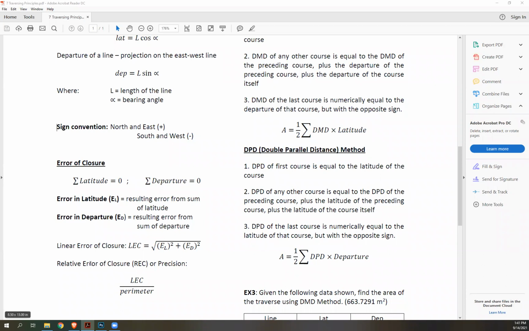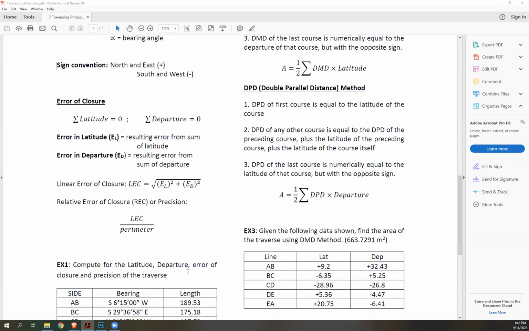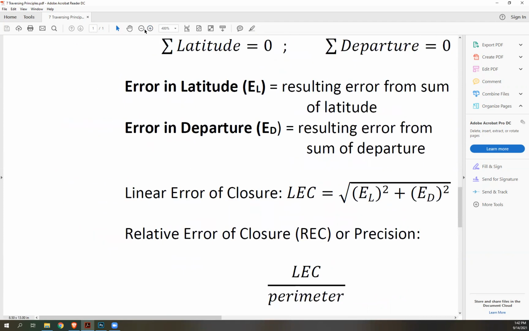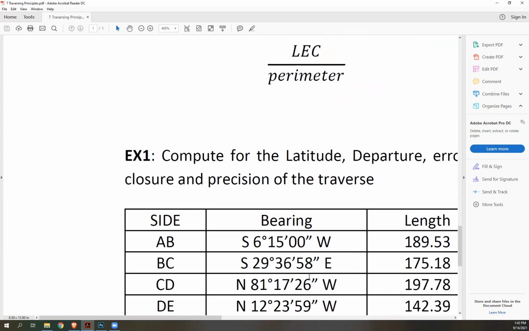Okay? And then we also have your relative error of closure, REC, or precision, which is just LEC over perimeter, where perimeter is the total sum of the lines composing your traverse. Okay? So let's have an example to better understand what's happening there. So example 1, compute for the latitude, departure, error of closure, and precision of the traverse. All right, so let's do that. Let me just copy this table so that I don't have to rewrite it.